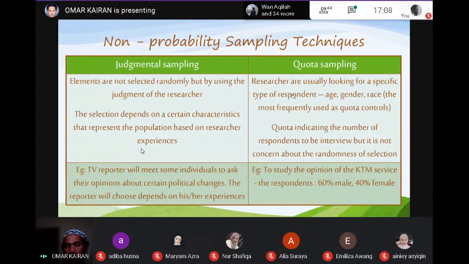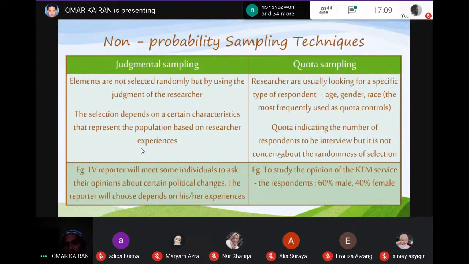Okay, researcher are usually looking for a specific type of respondent. Gender, age, race, the most frequently used as quota controls. Okay. Quota indicating the number of respondents to be interviewed, but it is not concerned about the randomness of selections. So maksudnya the ratio dia dah tentukan dah, percentage, okay, dia dah tentukan dah. Saya nak perempuan 70%, lelaki 30%. Itu quota sampling. Okay, that is example of the quota sampling.